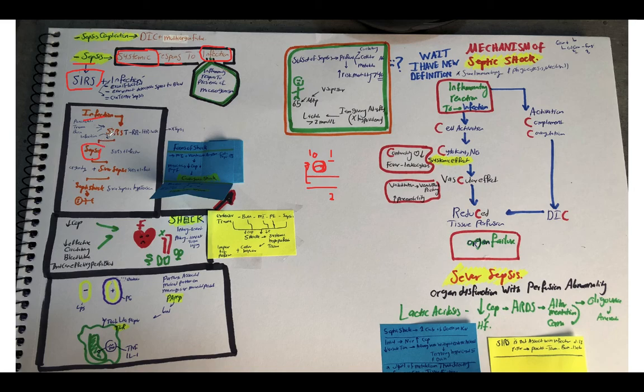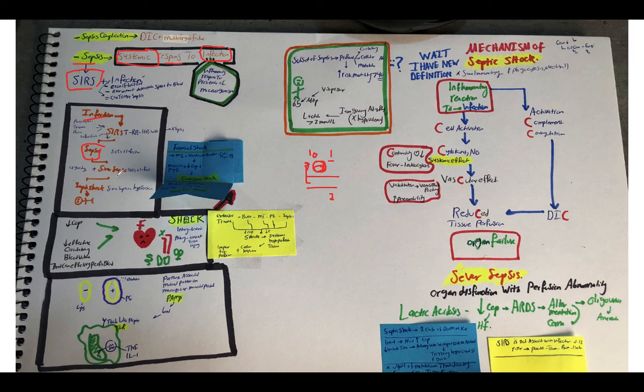Systemic inflammatory response syndrome is defined, let me tell you in brief, by temperature more than 38 or less than 36, respiratory rate more than 20, heart rate more than 90, and WBC very high or very low. This is the criteria. So if there are two criteria from this and there is infection, in this case you will call it sepsis.